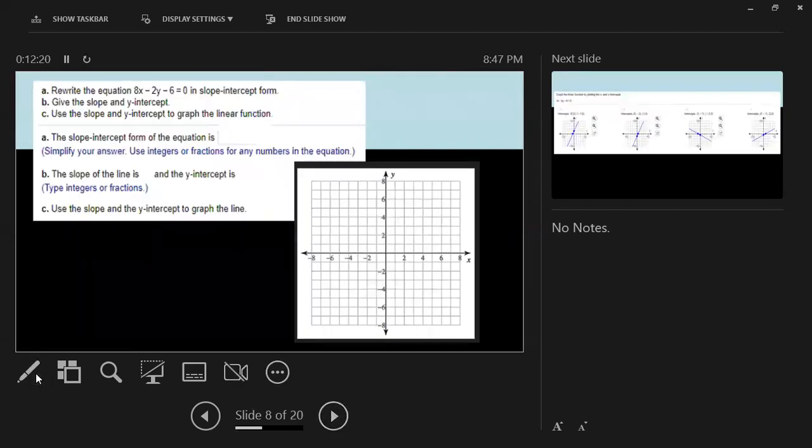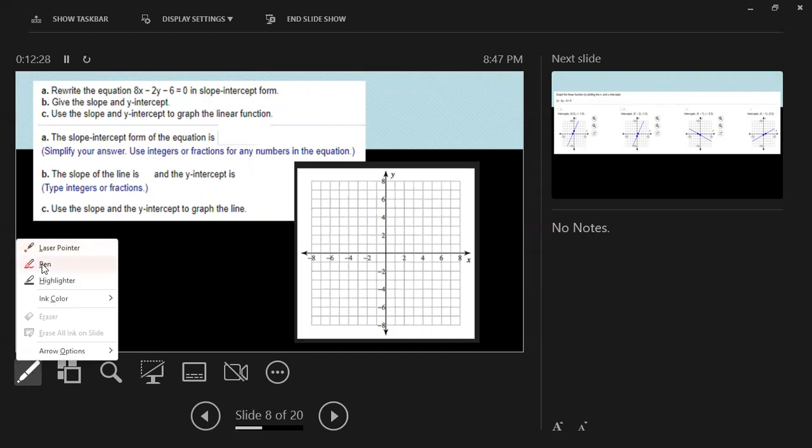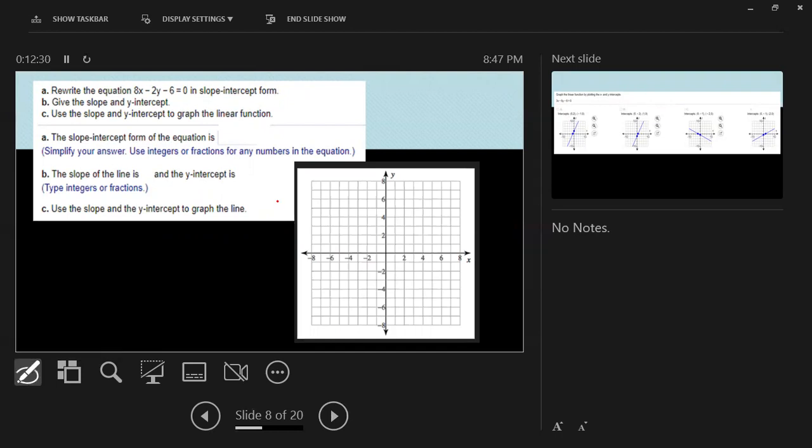All right, so for this particular item, I want to rewrite the equation 8x subtract 2y subtract 6 equals 0 in slope-intercept form. Then I want to give the slope and y-intercept, and then I want to use the slope and y-intercept to graph the linear function. So I'm going to start with my equation, and since I want it in slope-intercept form, that means I need to solve for the variable y.